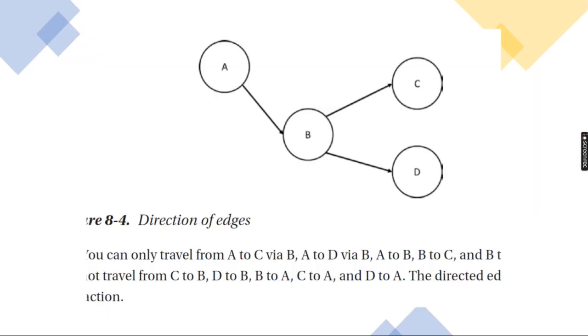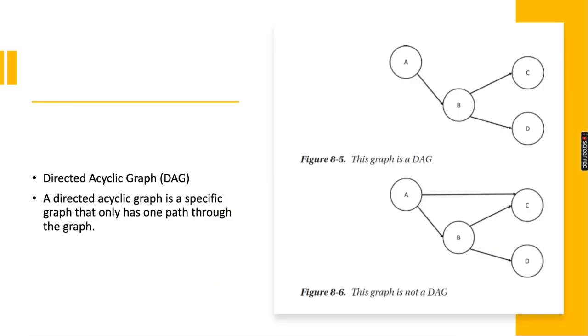Now directions on edges. You can travel from A to C via B, and A to D via B, B to C, and A to B and B to C, and we can travel in this manner. So the directed graph shows that if I want to go to C, I have to move to A, and then only I can go to C, because there is no direct path that exists between A and C. In this way, the directed edges are displayed.